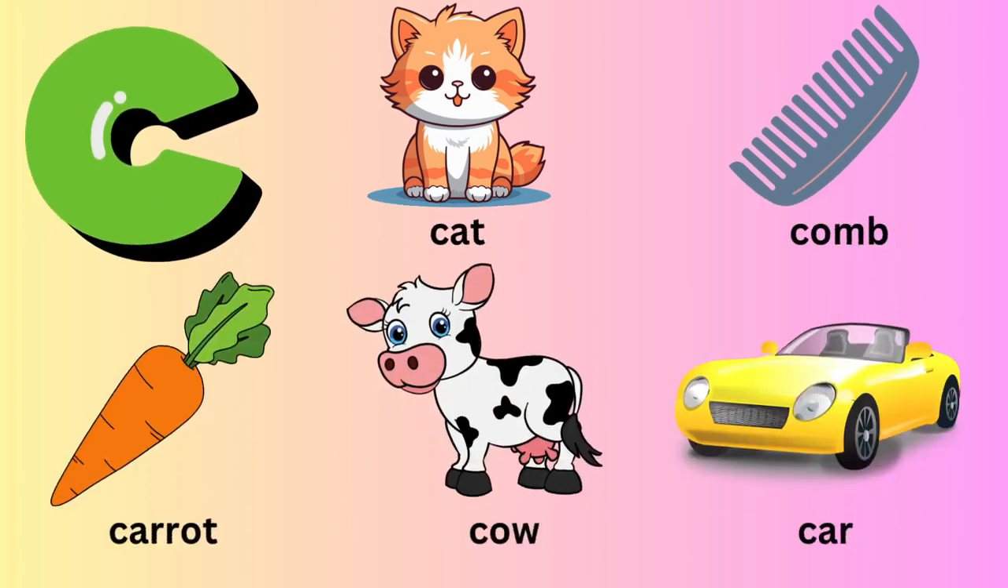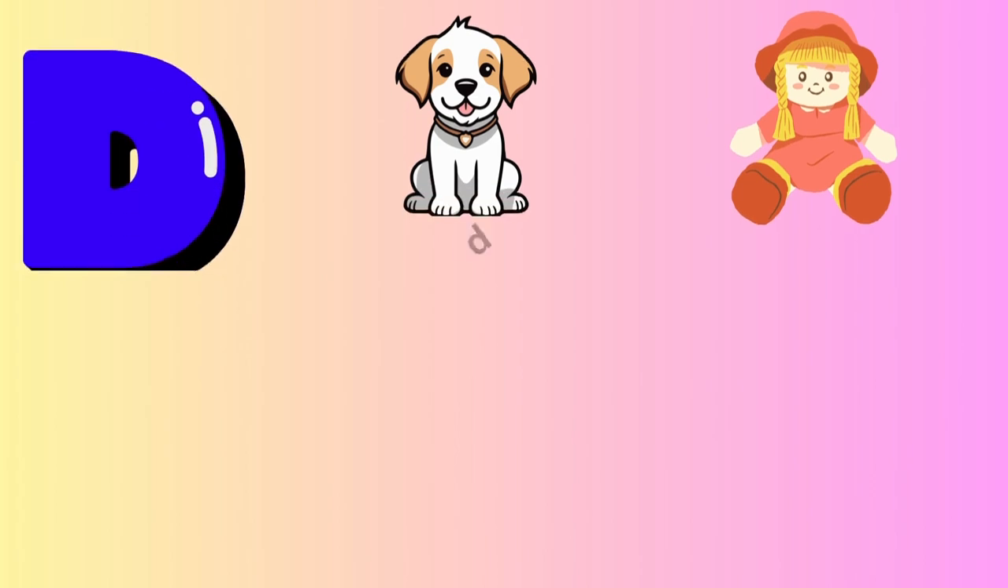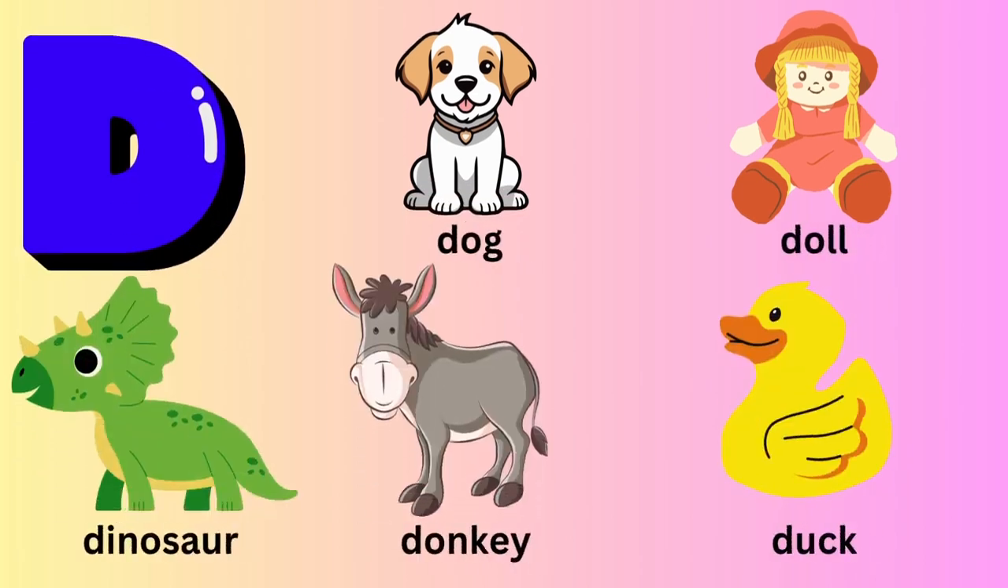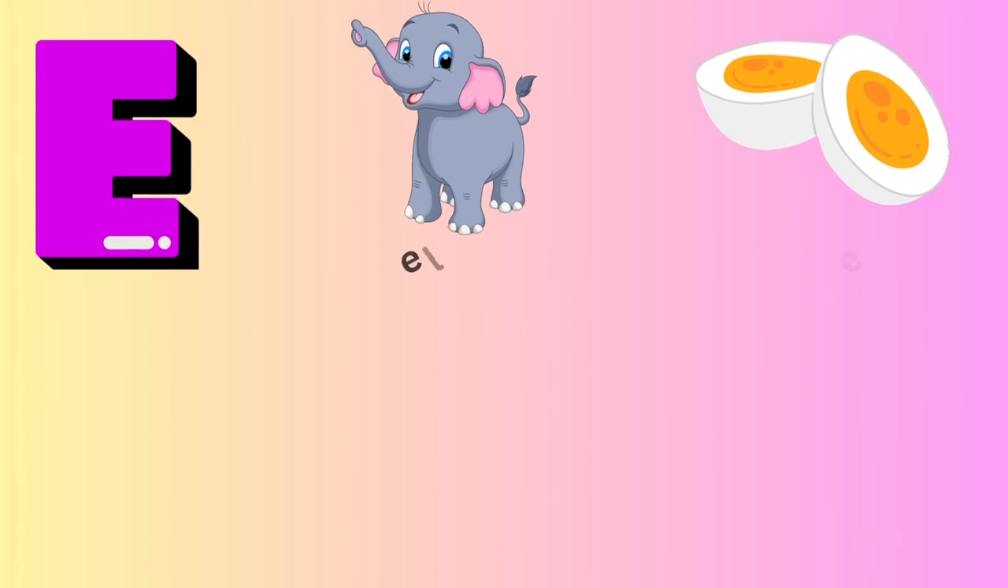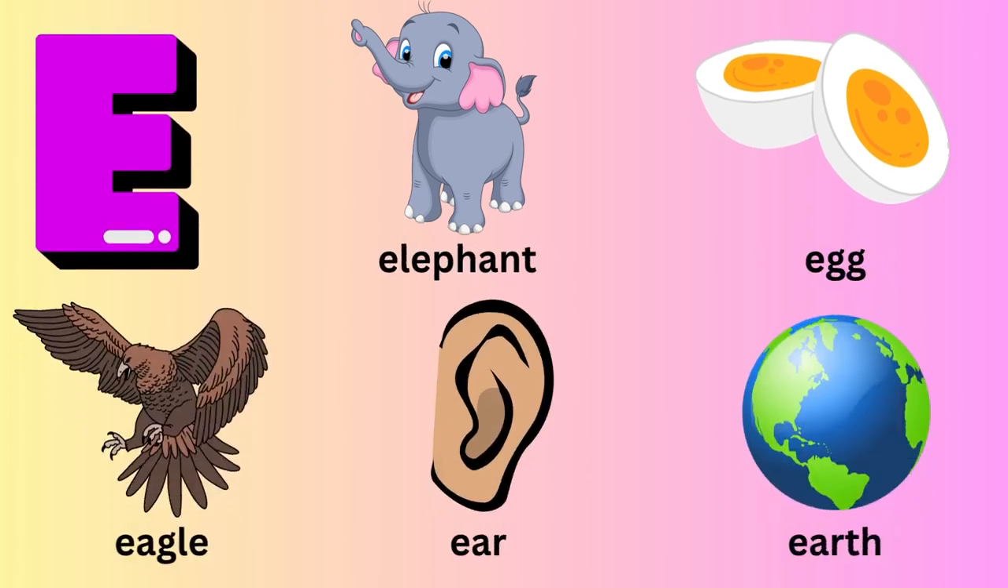C is for cat, comb, carrot, cow, car. D is for dog, doll, dinosaur, donkey, duck. E is for elephant, egg, eagle, ear, earth.